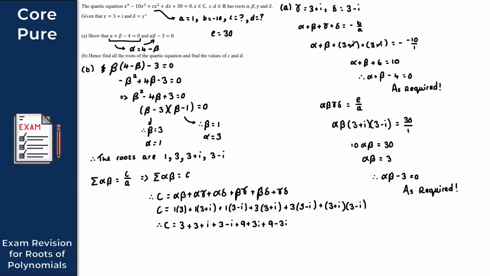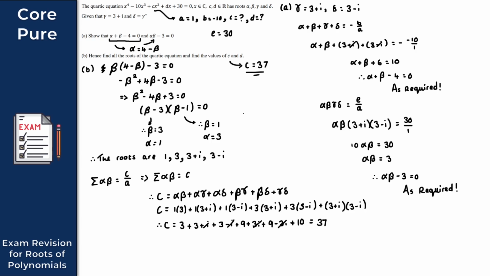And then finally, for the final products here, this is just the difference of 2 squares, right? So again, I get 9 plus 1 here, giving us 10. Okay. So let's just basically cancel here and simplify. So the i's here cancel. Same again here with the 3i and the minus 3i. So let's just simplify here. So 3 plus 3 plus 3 is 9. Plus another 9 is 18. Plus another 9 is 27. Plus the 10 here, that gives us 37. So then in that case, the value of C here is 37. So C is equal to 37.